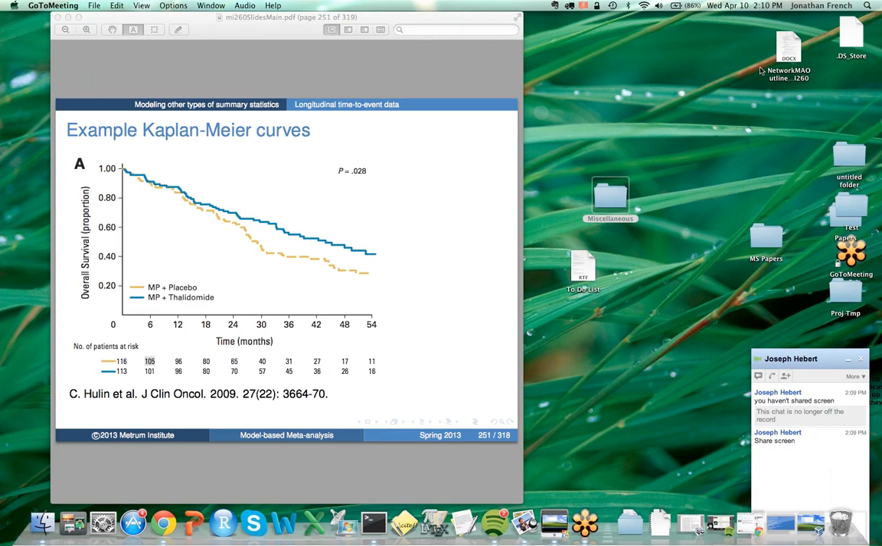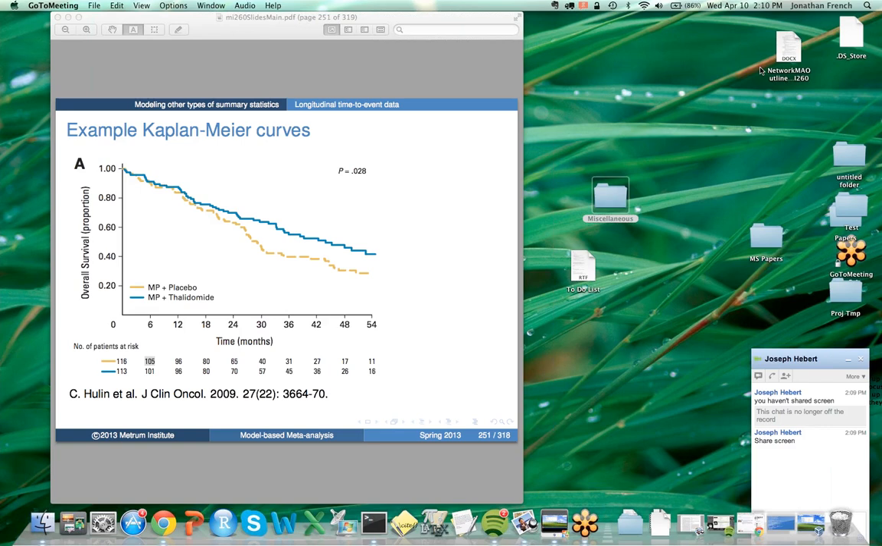So the kinds of data that we are presented with might look like this. These are a pair of Kaplan-Meier curves that were extracted from an article in the Journal of Clinical Oncology in 2009. And this is, in fact, one of the studies from a data set that we'll be looking at later on in the class, looking at the effects of thalidomide in addition to MP in, I believe, multiple myeloma.